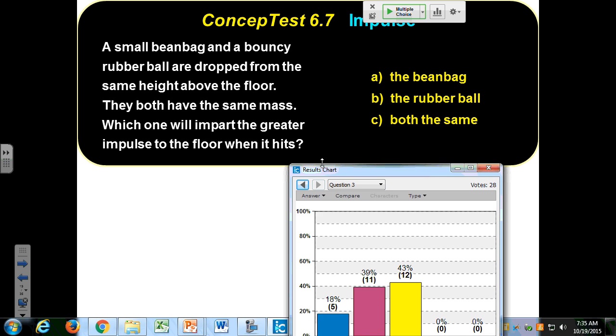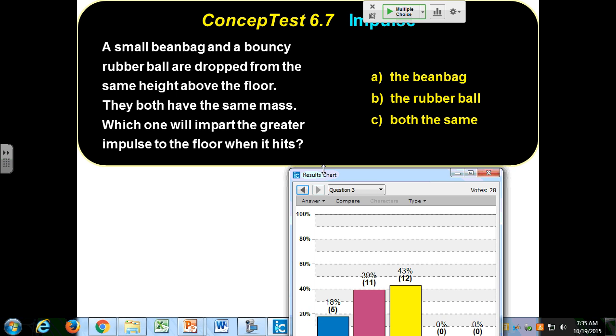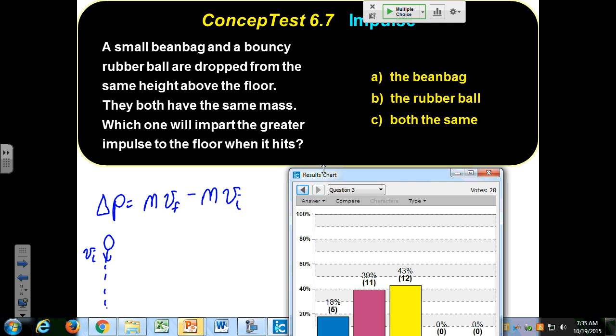Okay, let's see. Remember, our change in momentum is m vf minus m vi, assuming that the mass remains constant, as it usually does. So here I have a rubber ball that goes down. This is its vi. It goes down, and then it bounces back up again. This is its vf. This is the rubber ball. The beanbag, on the other hand, drops, and then it just stops. So its vf is equal to 0.